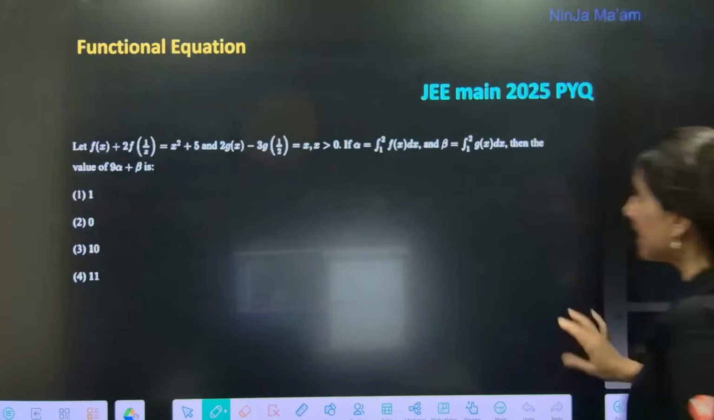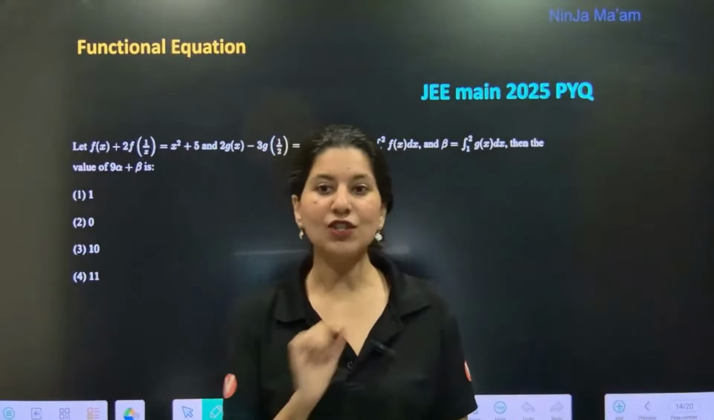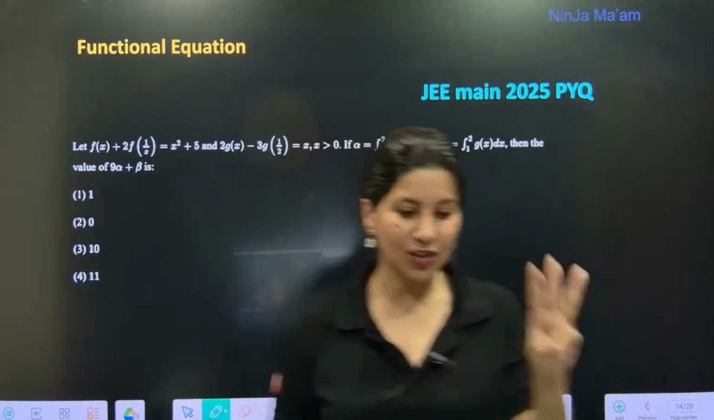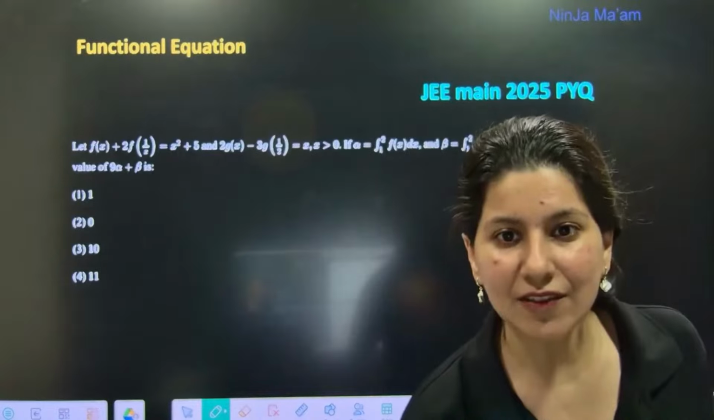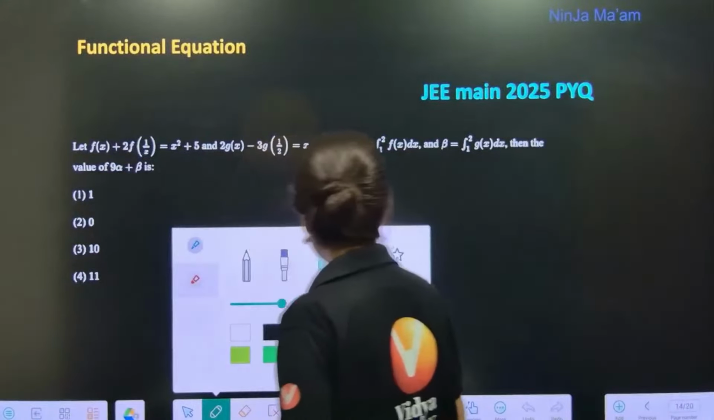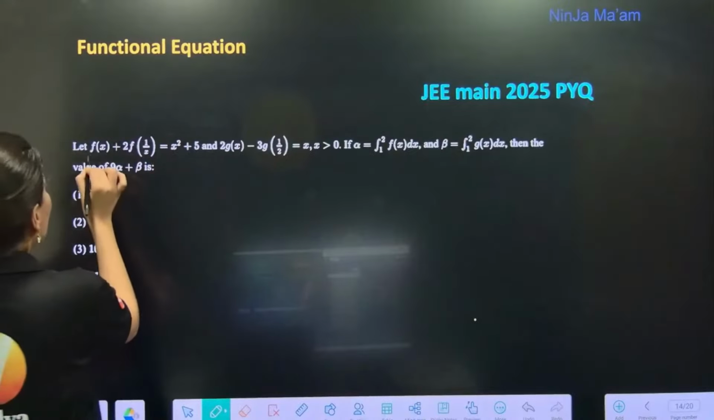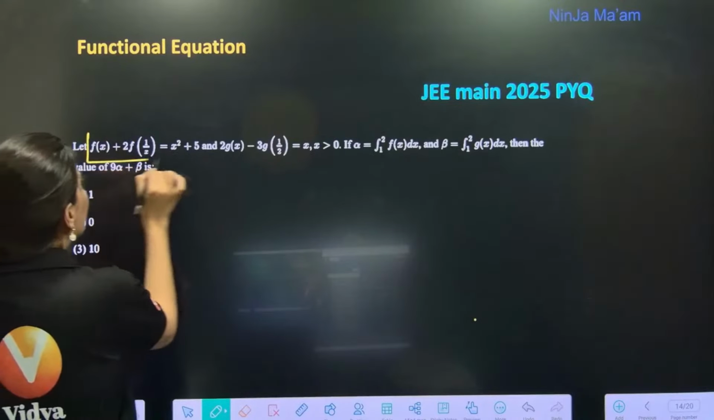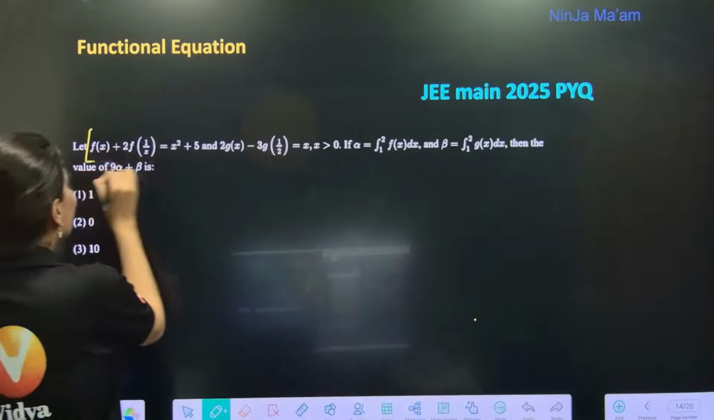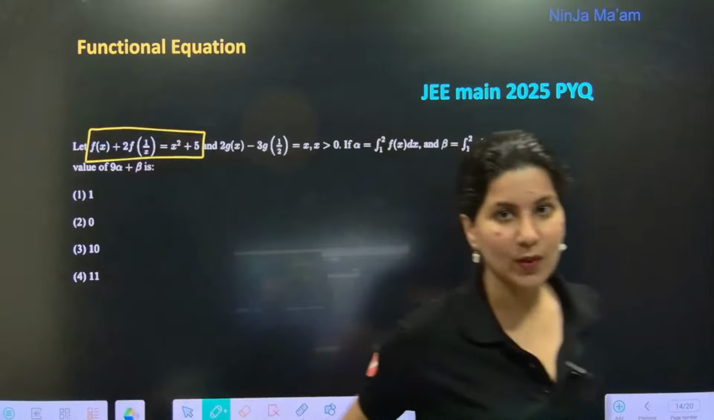Now the next topic on your screen is functional equation. Again there are three categories of functional equations. Category number 1: when they give f of x and f of 1 by x together in the same equation.